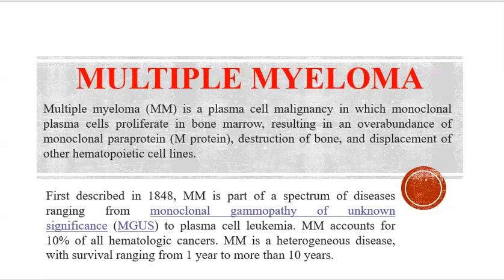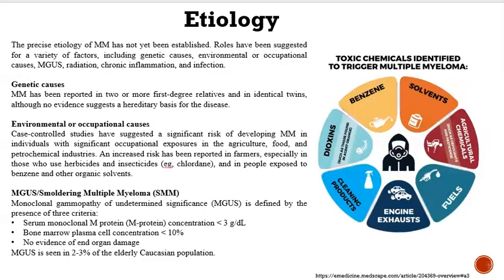Multiple myeloma accounts for 10% of all hematological cancers. It's a heterogeneous disease with survival ranging from 1 year to more than 10 years. The precise etiology of multiple myeloma has not been established.